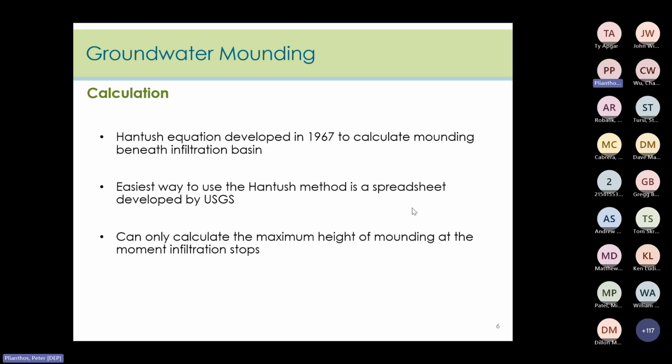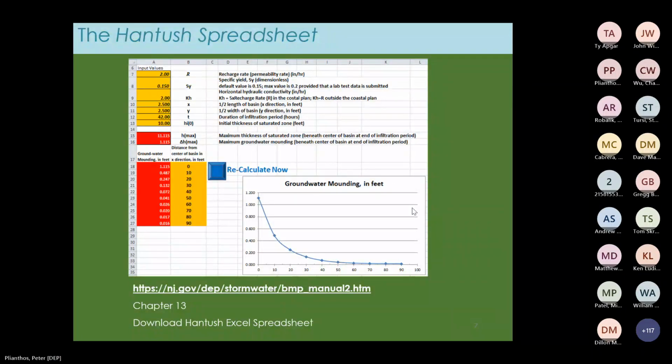Now, there are certain ground rules, pun intended, for using the spreadsheet, so we'll go over what parameters we need to define, and then we'll look at making sense of the plot the spreadsheet creates by virtue of a macro. This is a screenshot of the Hantush spreadsheet. If you have used the spreadsheet in the past, you may find it a little different from the spreadsheet that was posted on the USGS website.